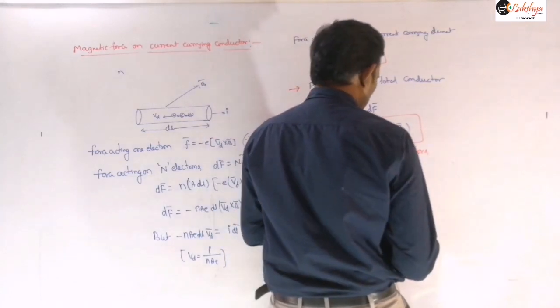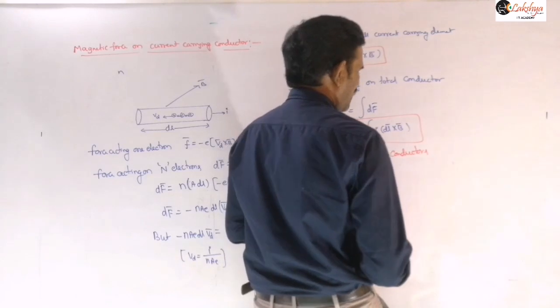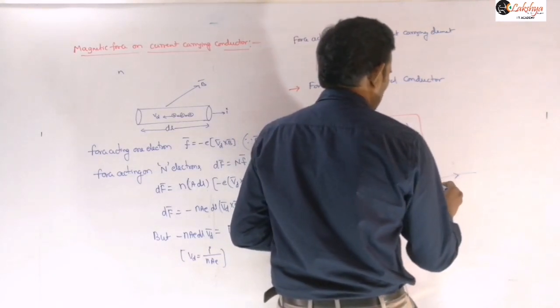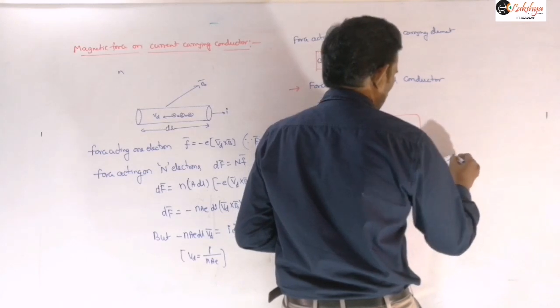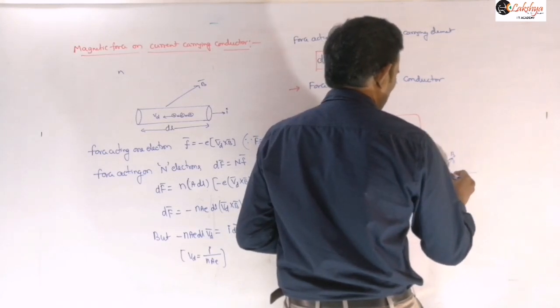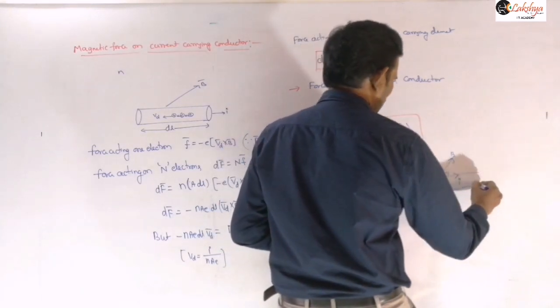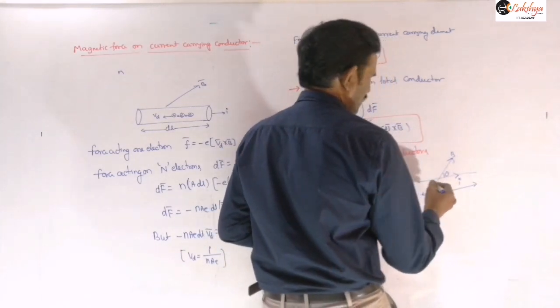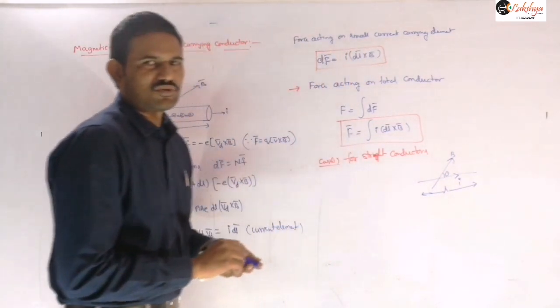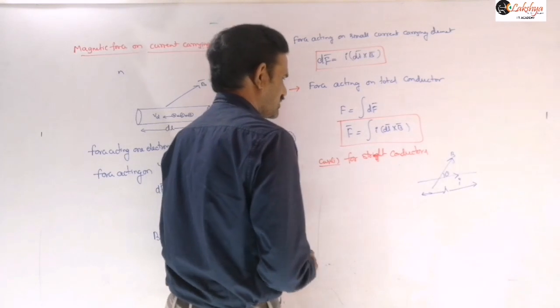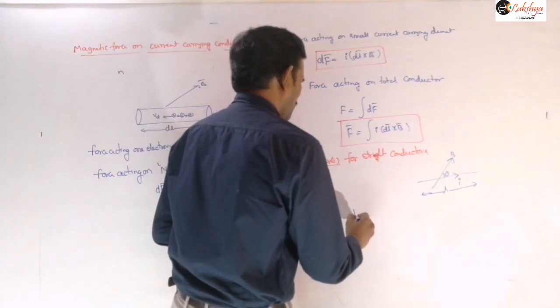For straight conductors, suppose the magnetic field is like this, and I am taking this current carrying conductor like this, and the magnetic field is along this direction. It is placed in a magnetic field making an angle theta like this. L is the length of the conductor. So L is the total length of the conductor we are taking here.